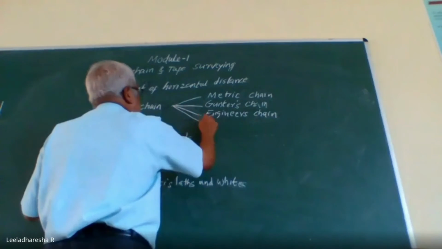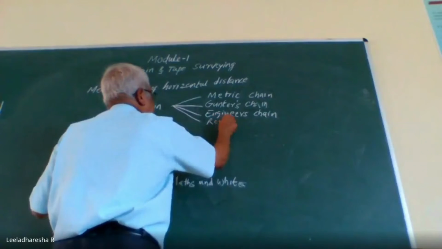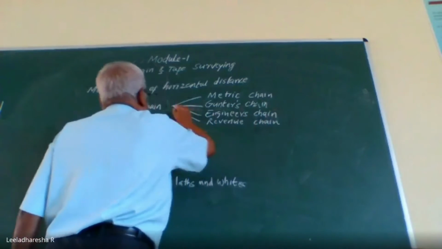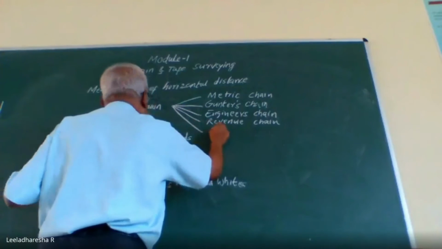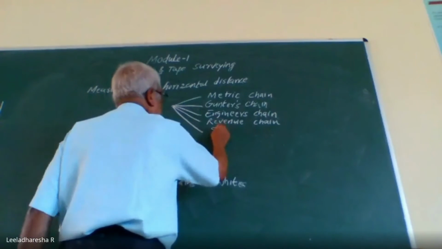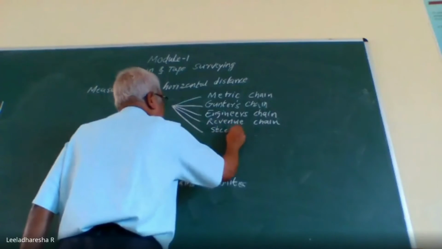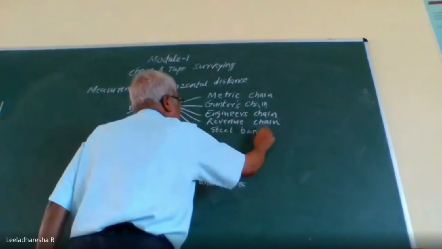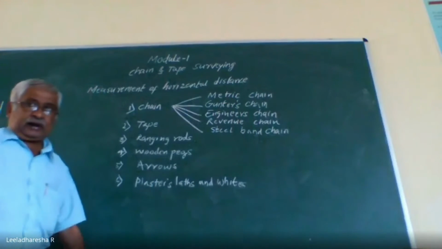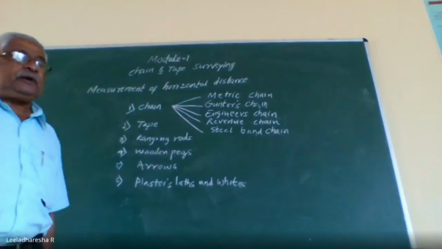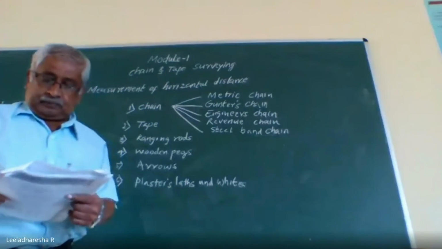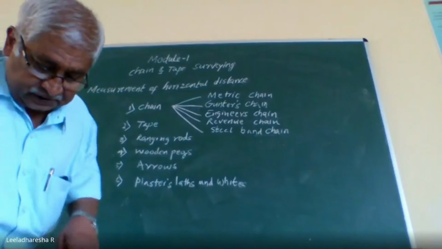Then fourth is called revenue chain, and fifth is called steel band chain. So now we will study the different types of chains. Metric chain. See, we have a metric chain here.